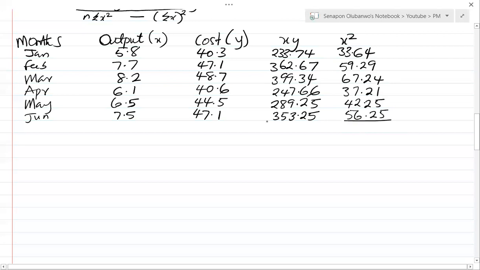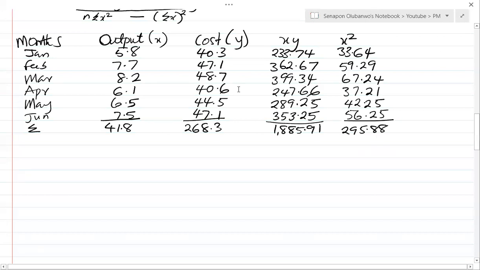Okay, so let's sum everything. We have our summations. For X, which is the output, it's 41.8. For cost, which is Y, it's 268.3. For XY, 1885.91. And for X squared, it's 295.88.